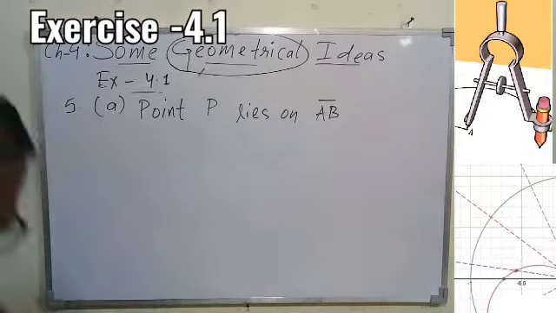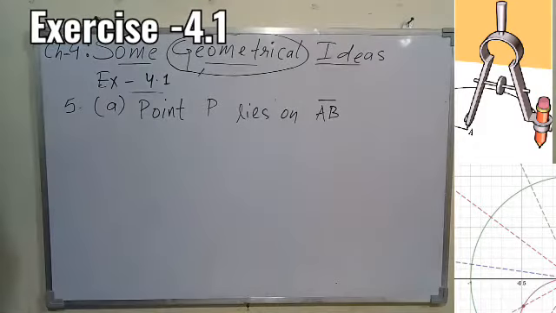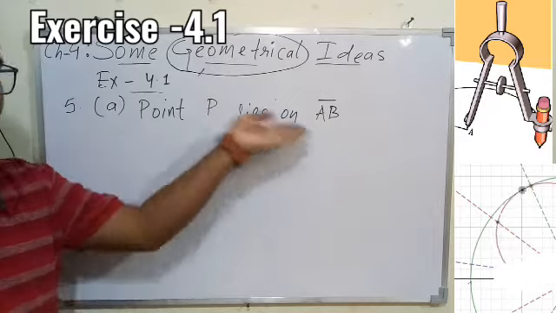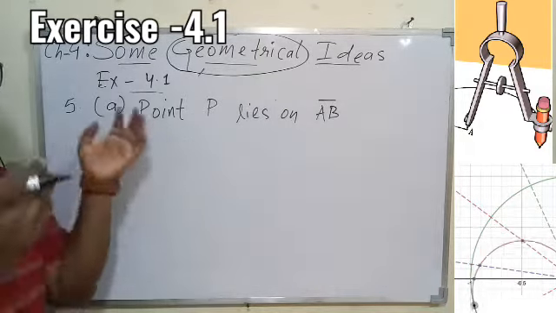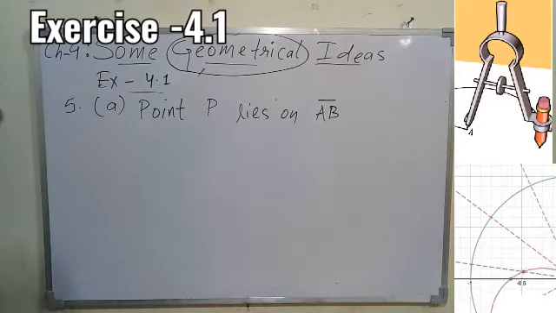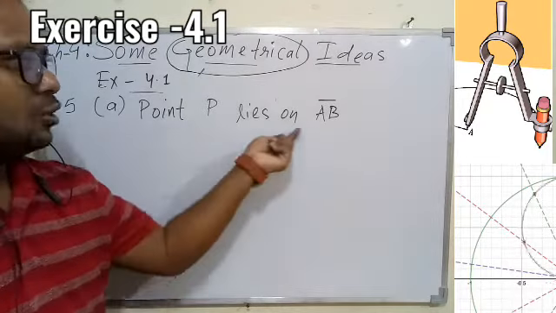So this we have to show with the help of a diagram. In the previous case, the diagram was given and we were marking or giving the names; now this time the names are given, and we have to show it. So the very first, it says point P lies on AB.